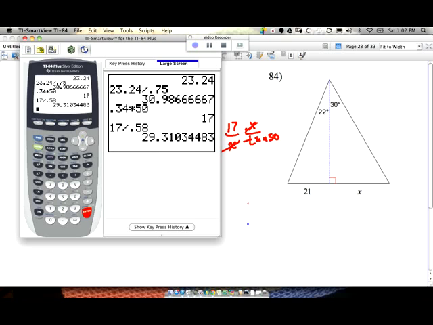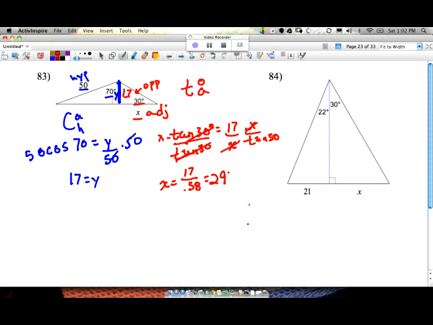Oops, 29.3. There we go. Cool. Awesome. Super, super awesome. All right, let's keep going. Let's just do the odds now for sure.